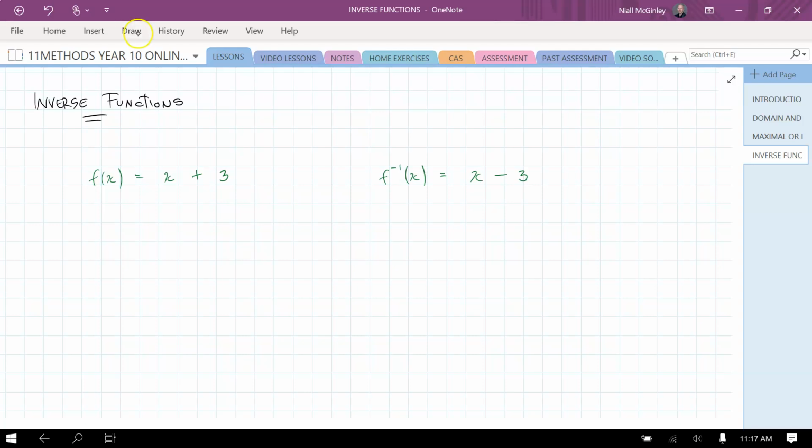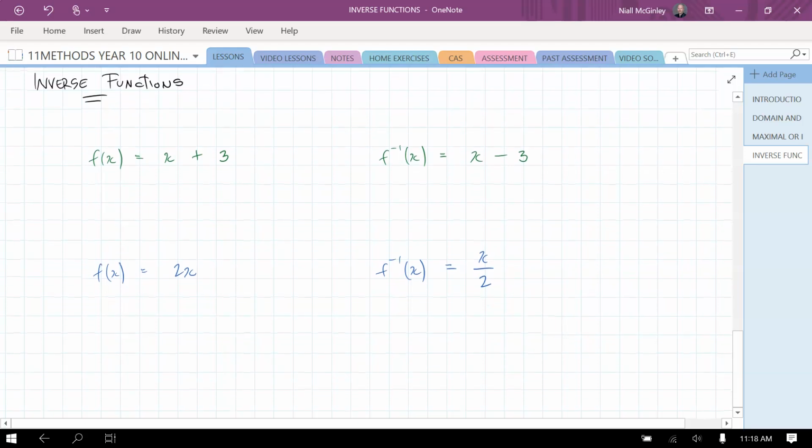Another example, a simple function: f of x would be 2x. The function that we're performing on x here is we're multiplying it by 2. So think about what the reverse operation is for timesing. The opposite of timesing by 2 is going to be to divide by 2. So therefore the inverse function would be x divided by 2.